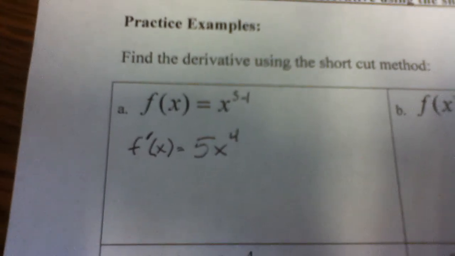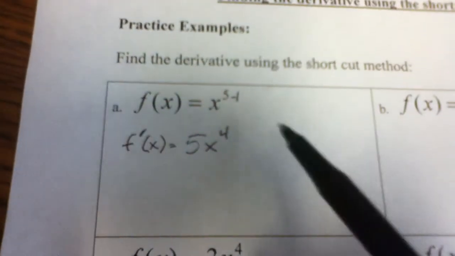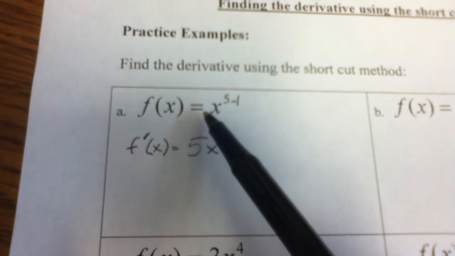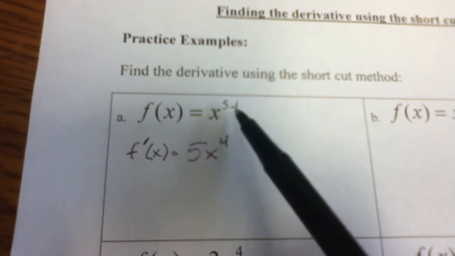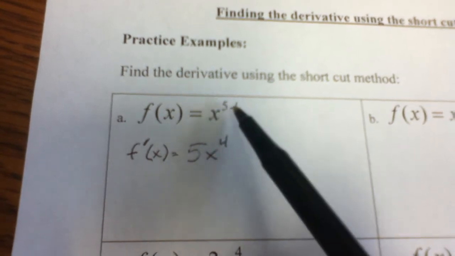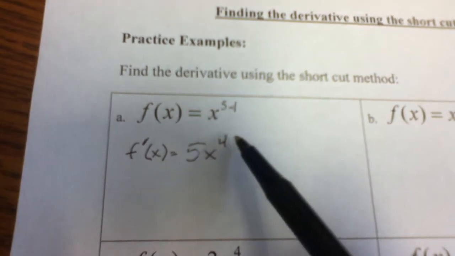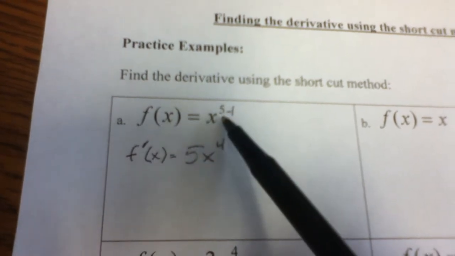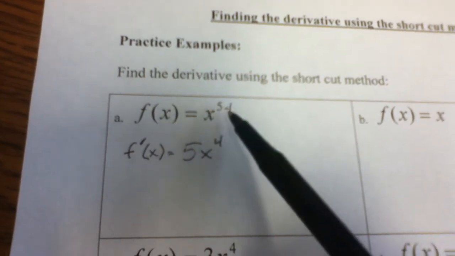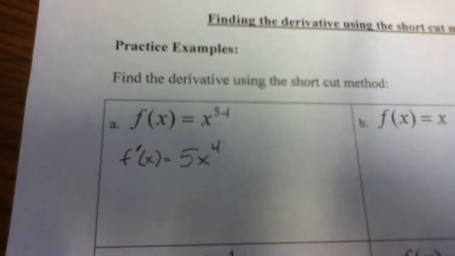Now I know that looks simple, but let's make sure we understand. Exponent moves to the front, and we always subtract 1. Now we're going to do a series of problems, but we're always going to do the same thing. Exponent will go to the front, then subtract 1.